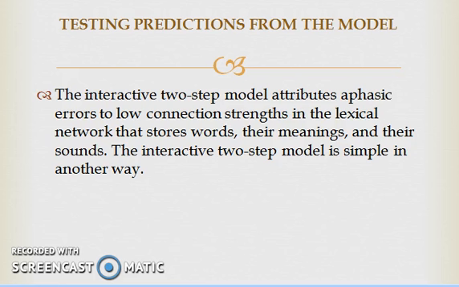The interactive two-step model is simple in another way. It assumes that all connections of a particular type have the same weight. Clearly, this is wrong. The strength of connections should reflect differences in an individual's experiences with words. The remaining two models presented in this chapter address effects of experience because they include a learning component. In these models, the weights are set by exposing the network to training trials that simulate linguistic experience.